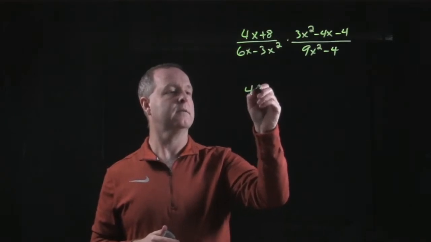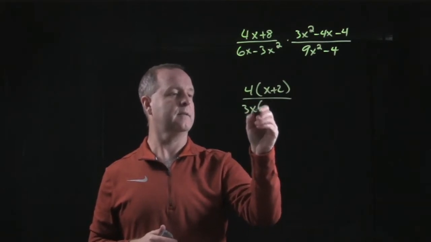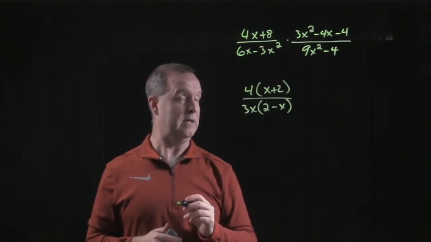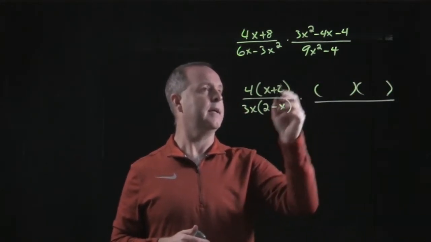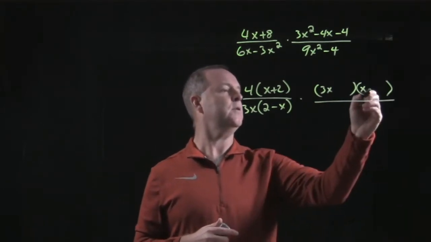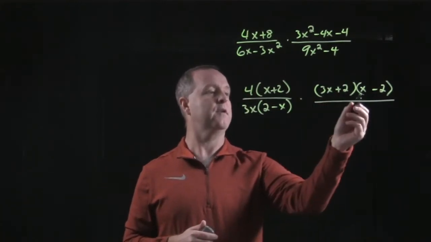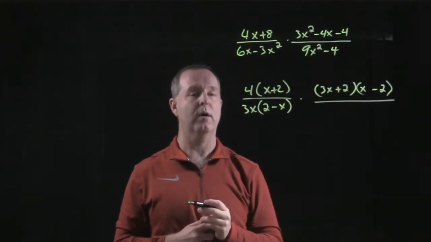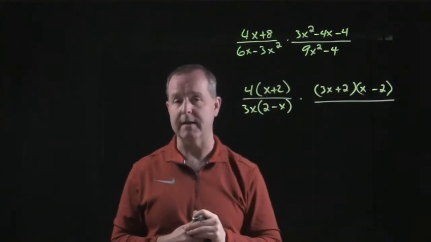Factoring a 4 out, I'm left with an x plus 2. Factor a 3x, left with a 2 minus x. I think so. And then factor this beast. That looks like a 3x and then x. Then I need to have a negative 2 here and a positive 2 there. If I remember my factoring correctly, first times first makes a 3x squared. Last times last makes a negative 4. Outers, negative 6x. Inners, 2x. Add those together gives me the negative 4x.